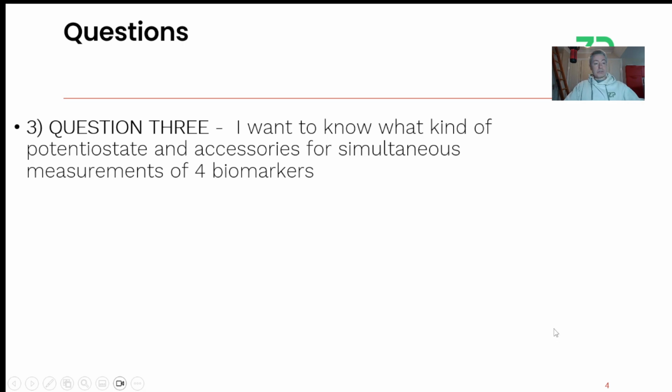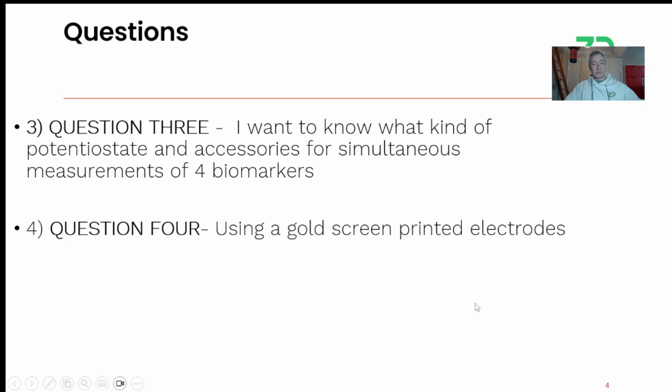Somebody else wanted to know about measuring four measurements simultaneously, so I've got a potentiostat for that. And then the last one is about gold screen printed electrodes. I've been supporting somebody online, and I've got a lot of data and comment on their data using the screen printed gold electrodes.